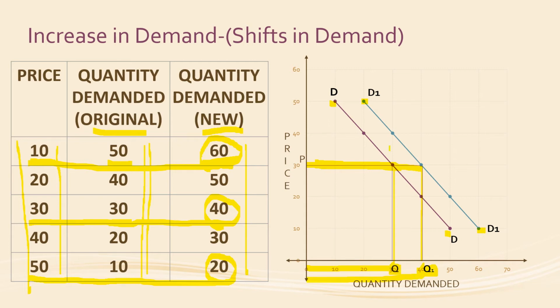So there is a movement from a point, say for example A on DD to a point B on D1. You can clearly see there is a forward shift in the demand curve. And so we also call the case of increase in demand as forward shift in demand.